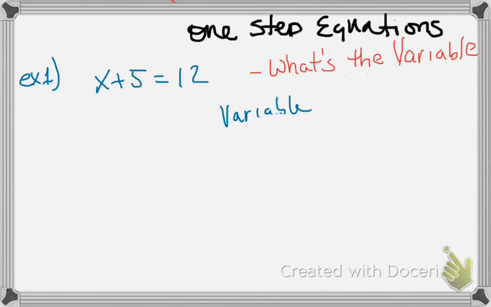That means we have not been told what the value of that letter is, but we are going to find out by using the algebraic method of a one-step equation. Now, I have a little system that works really well. You just have to remember and ask yourself these questions. First, what's the variable? If you look at this, the variable is x. The next question is, what's being done to the variable?